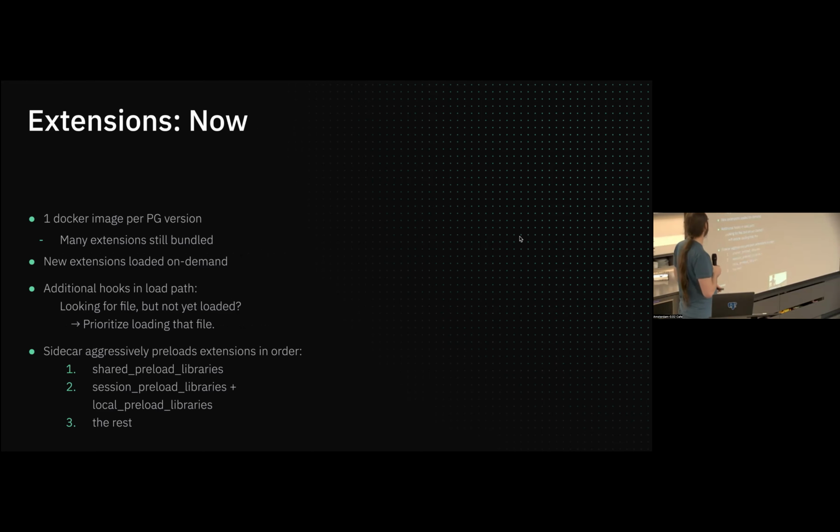So what we decided on is doing hot loading of extensions as well. We still have a Docker image per Postgres version, and we still have a lot of extensions bundled, but newer extensions are loaded on demand. We do have additional hooks now in the load path. So if Postgres asks for a file, starts loading an extension and checks, hey, does this file exist? We do have a hook there that if it does not exist, and we know it should exist, we ask our sidecar to load the extension data. And it prioritizes the loading of that file.